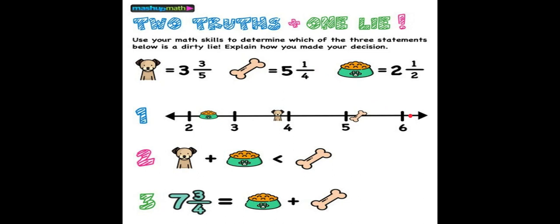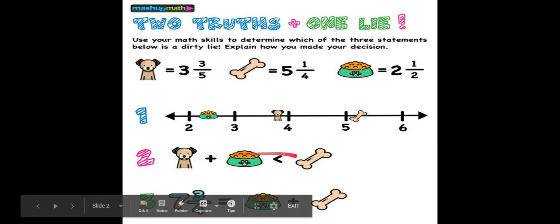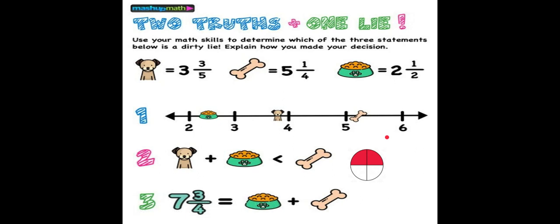All right, let's talk about the very last one and make sure that one is a truth. They're adding the bone plus the bowl, and they're saying that equals 7 3/4. Again, I can add my whole numbers: the 2 plus the 5 equals 7. But let's think about that 3/4. Here is my picture of a half for the dog bowl, and a picture of 1/4 for the bone. If I put the half picture plus the 1/4 picture together, we would definitely have 3/4. So I can say that number 3 is also correct.